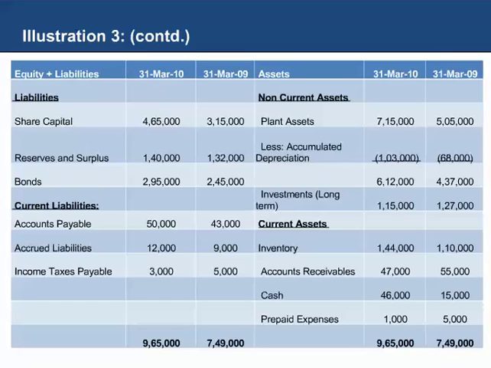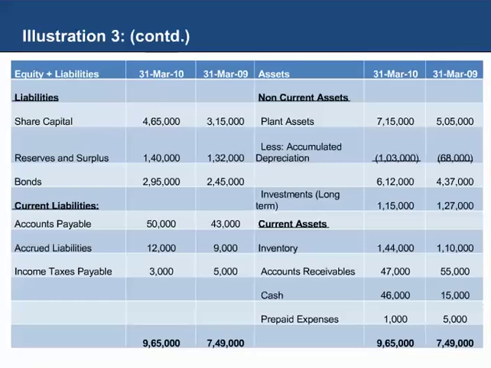Current assets, inventory has increased from 1,10,000 to 1,44,000 and thus should be a cash outflow. Accounts receivable from 55,000 to 47,000. Since there is a decrease, it should be a cash inflow.